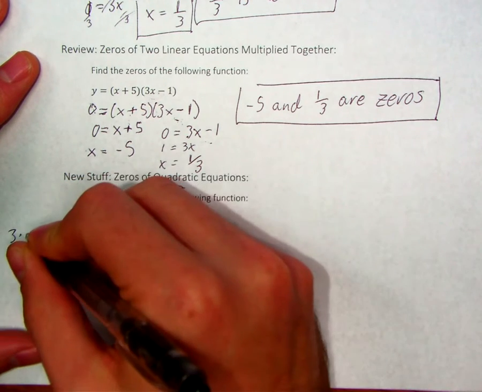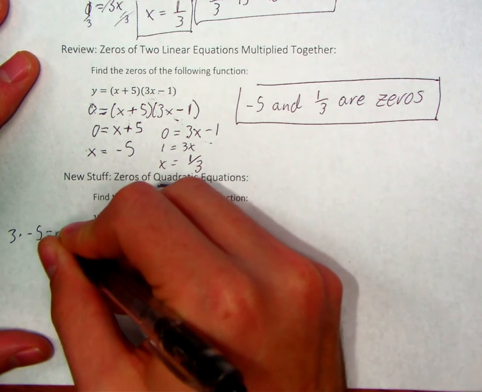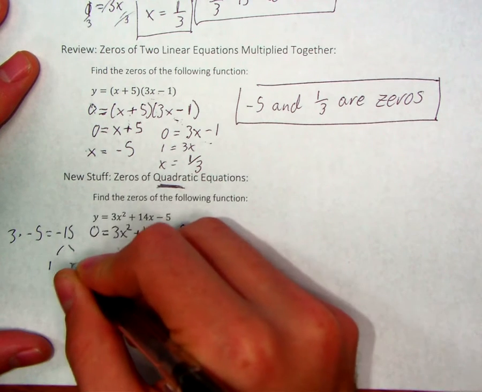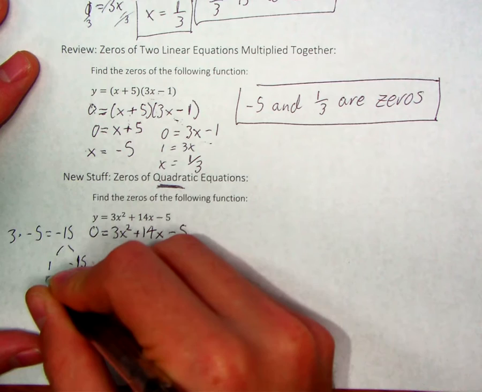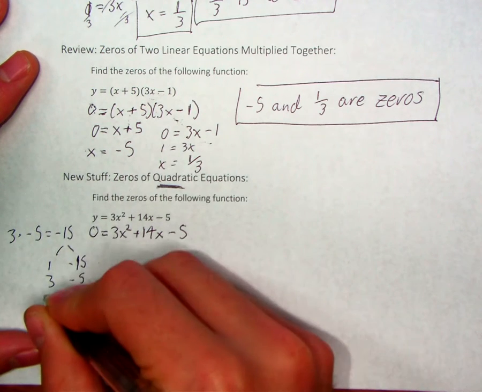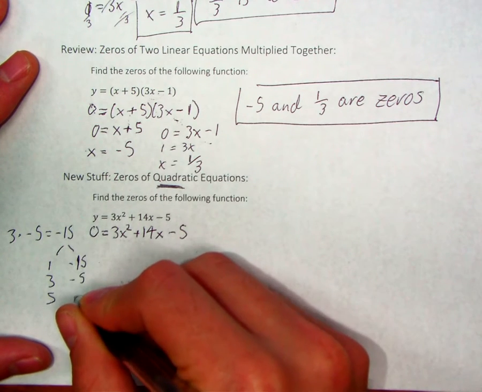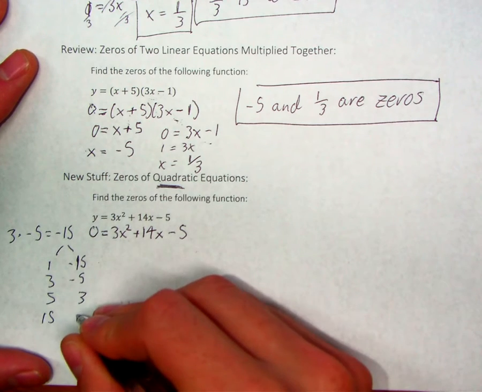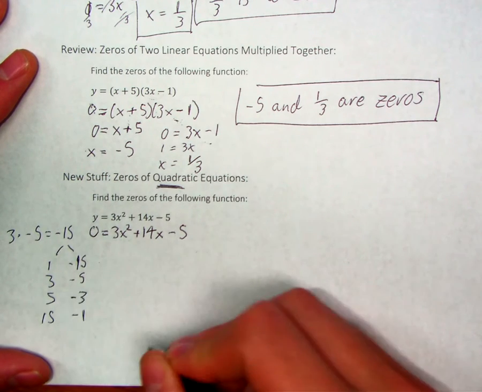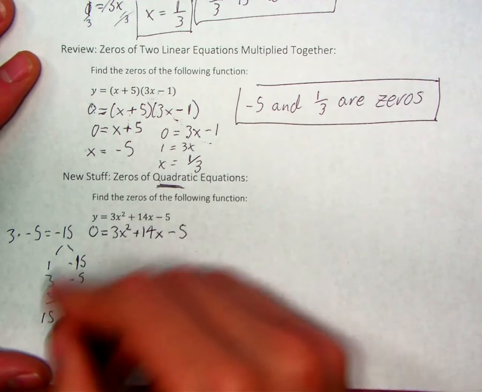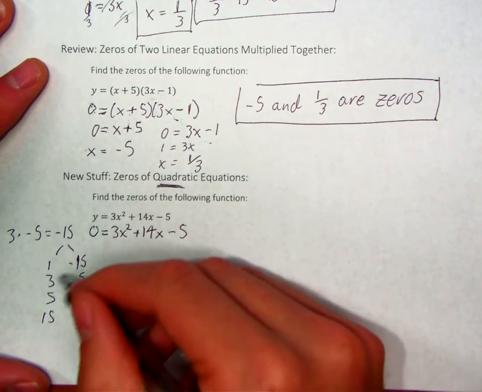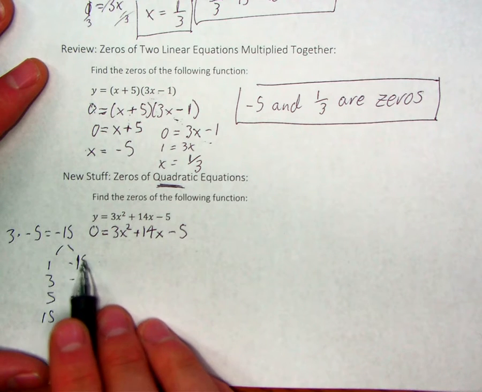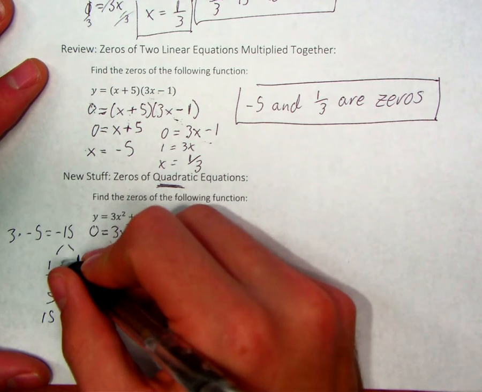I'm going to multiply A times C, getting -15. I need to find factored pairs of -15, like these pairs that I'm writing down right now. These are my factored pairs of A times C. And then I'm going to try to find the factored pair that, if I add it up, is going to equal B. So 1 plus -15, that's -14.